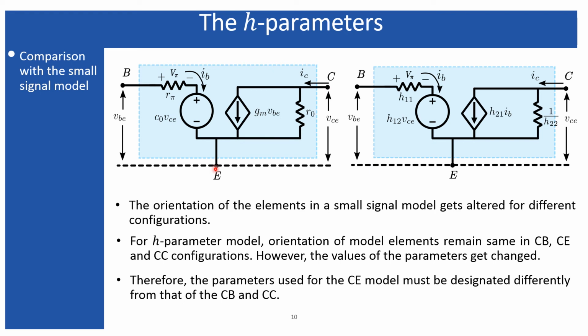So therefore, if this terminal becomes your collector and this the emitter, the direction will be opposite to the common emitter configuration. Similarly, all other parameters you have to reinvestigate each and every time you change the configuration, where and how much it is appearing. So this is a cumbersome process.